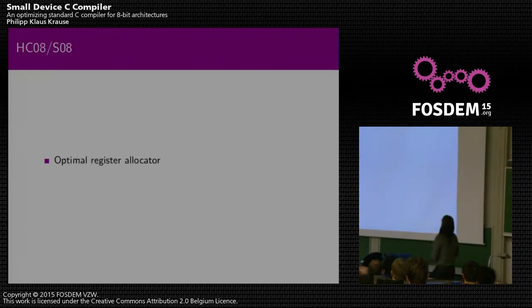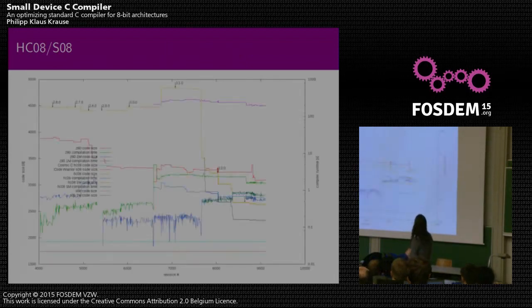OK, so let's go on to the Freescale HC08 and S08. One notable thing is this target has this new great optimal register allocator that we'll talk about later. And otherwise, it's quite feature complete. And this is a bit of the history on the code size. The yellow line is the code size of the HC08 on a small benchmark that we used. The big drop in code size after the 3.1.0 release, that's the introduction of the new register allocator.